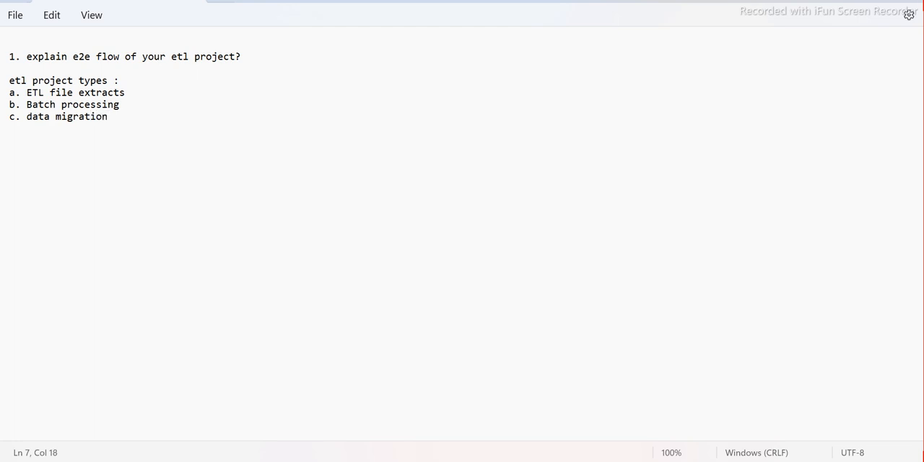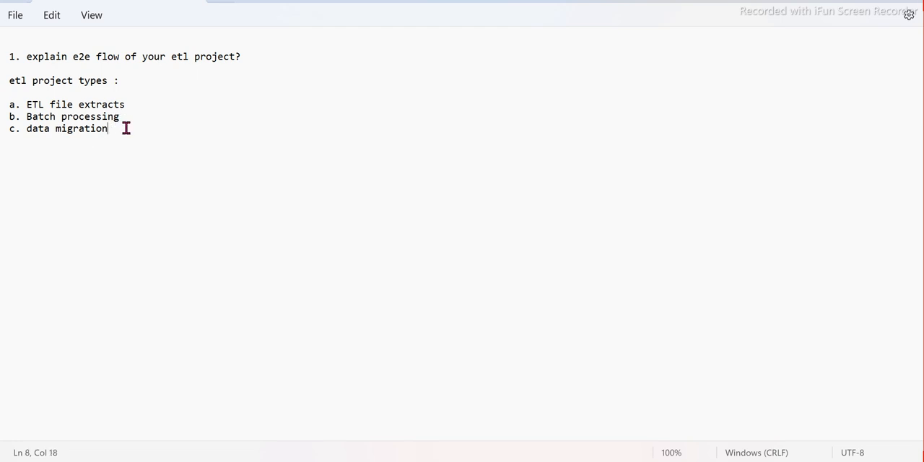I think if you understand these three flows, then you are good, right? You can explain which kind of project you are working on, and based on that, I think you can also explain the type of questions. So this is one flow, this is the second flow, and this is the third flow, right? But you need to know essentially these three flows of an ETL project.